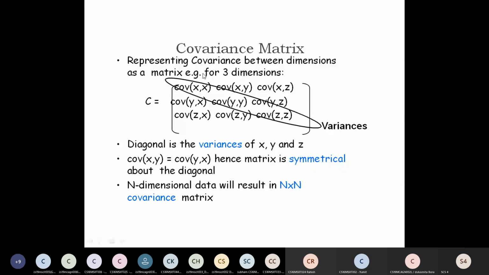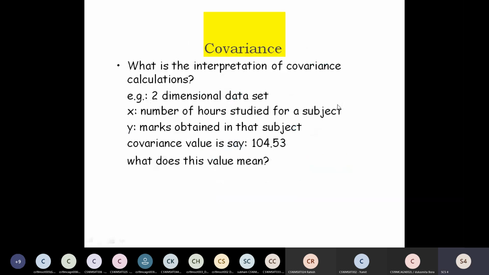So when we extend these 3 dimensions into n dimensions, then obviously we'll get an n cross n covariance matrix. Right now we are observing 3 dimensions, but if we extend it to n dimensions, then this should become an n cross n covariance matrix. So I hope this covariance matrix portion is clear to everyone. Yes or no?